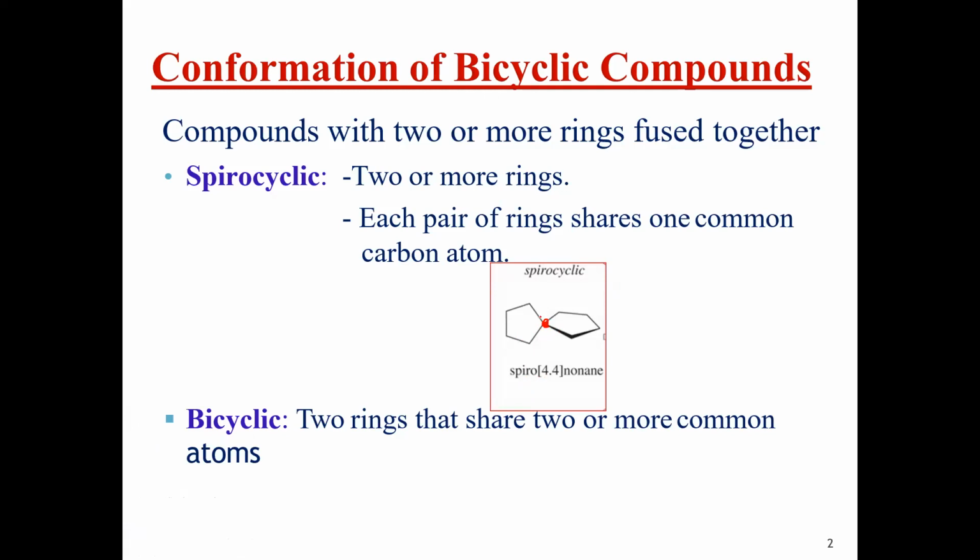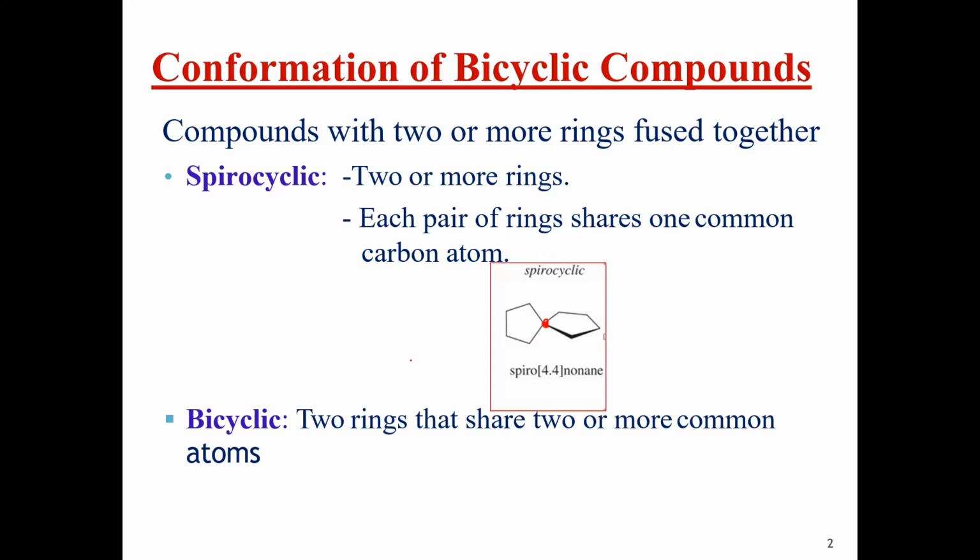Therefore, at this spiro carbon, 4 carbons are attached in one ring and 4 carbons are attached in the other ring. Therefore, spiro[4.4] compound has 9 carbon atoms. This compound is named spiro[4.4]nonane. Bicyclic rings are 2 rings that share 2 or more common carbon atoms.